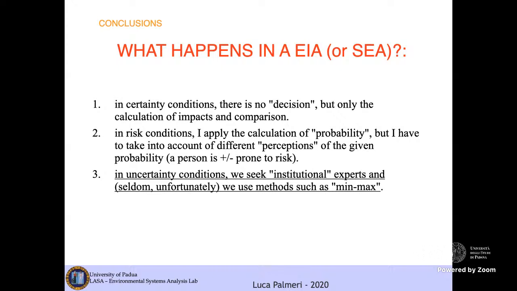In uncertainty condition, we seek institutional expert and seldom, unfortunately, we use methods such as game theory, minimax, and so on. In practice, in uncertainty condition, we resort to expert knowledge. So this is why in uncertain condition, typically the decision maker or the policy maker builds up panels of experts who interact and discuss and provide possible solutions for making the decision.